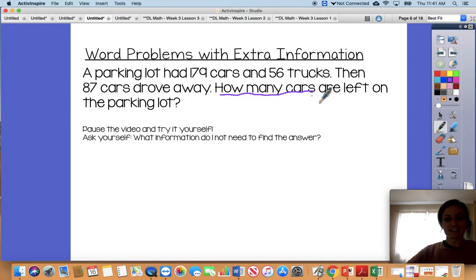So if it's asking how many cars are left on the parking lot, do I care how many trucks there are? No, right? So I'm going to get rid of the trucks. I don't need that piece of information. So a parking lot had 179 cars, and then 87 drove away.